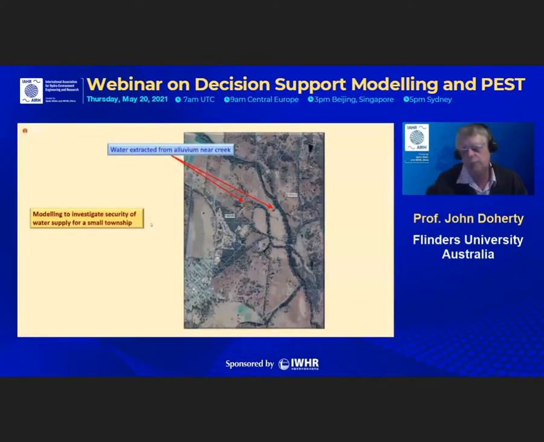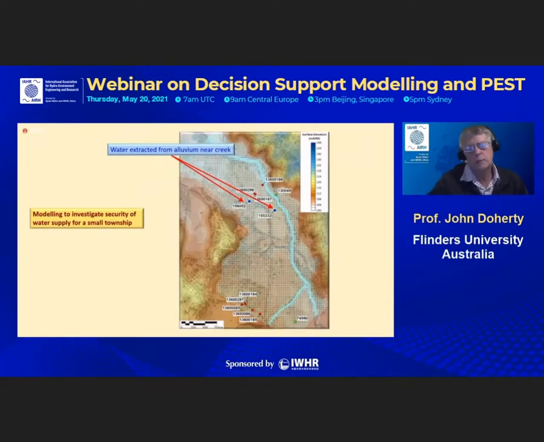So here's an example, and this is another GMDSI report, which you can download from the GMDSI website if you're interested. Last year, I and some colleagues were asked to look at water supply security for a small town about 300 kilometres north of where I live. That small town, named Biggenden, draws its water from a couple of wells in an alluvial system. How secure is this water in times of drought was the question.